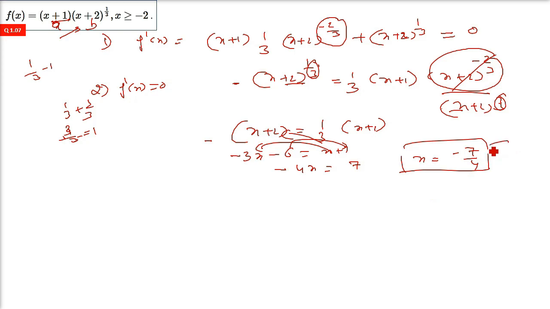Now imagine finding out the local minima and maxima when you have negative 7 by 4 and not using the double derivative. In the previous exercise, we have seen that we have to take certain values which go on left and right of negative 7 by 4 and then find whether the sign is positive or negative. So it will become quite cumbersome in these kinds of values. So the best way is to take the double differentiation.